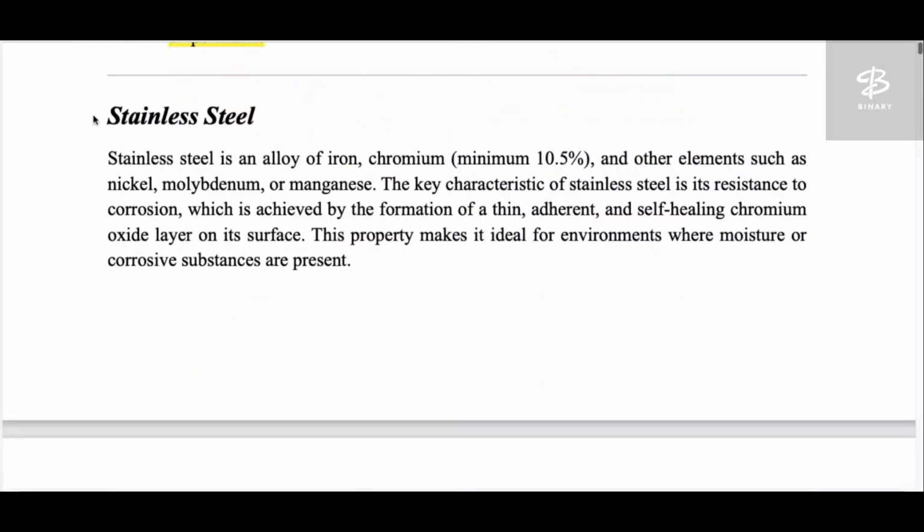Okay, now come to the stainless steel. First we have discussed the steel. Now we are going to see the stainless steel. What is stainless steel?